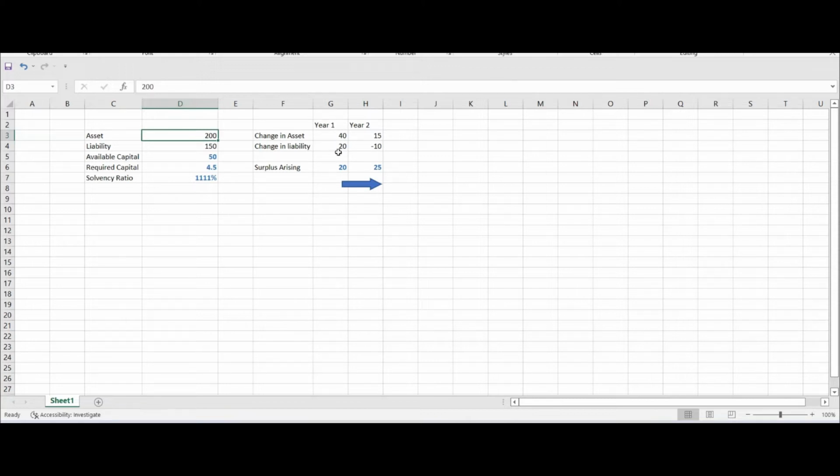So then the profit would be the difference between change in asset and change in liability. That is why the profit or the PNL statement is for the period. It is not at a particular date as assets or liabilities are. It is for the period. And that's why this is the surplus arising, which is 20 in this case. That is basically 40 minus 20.